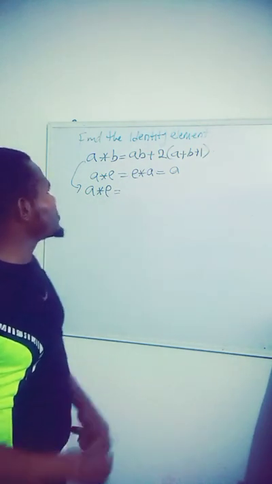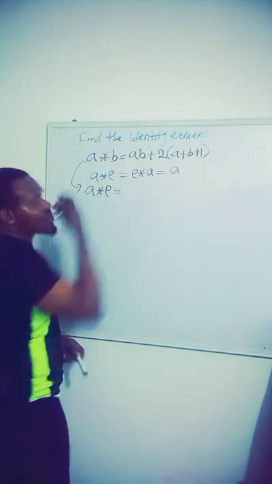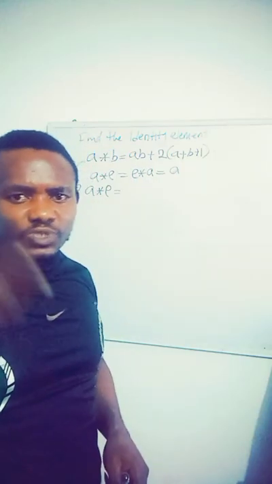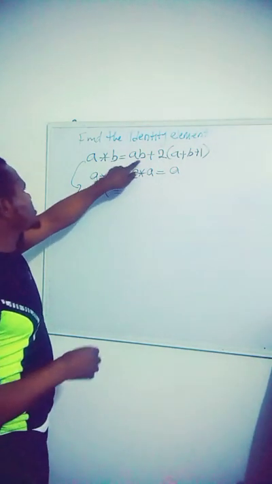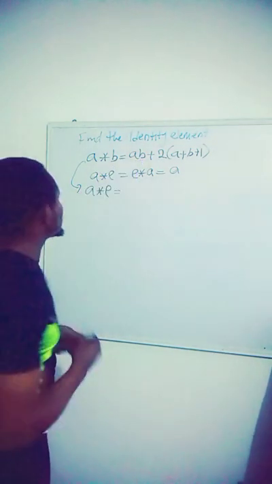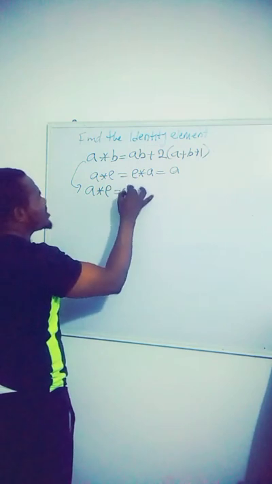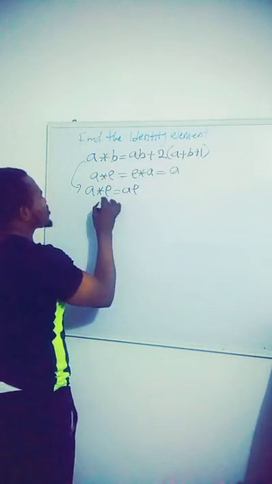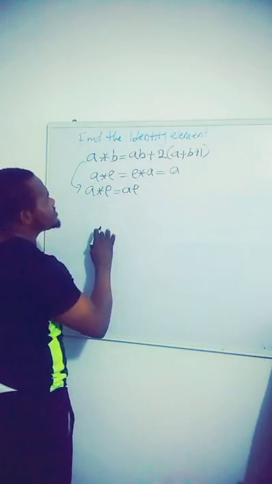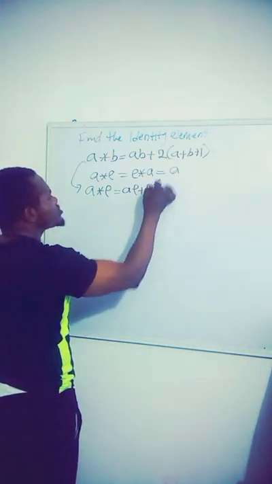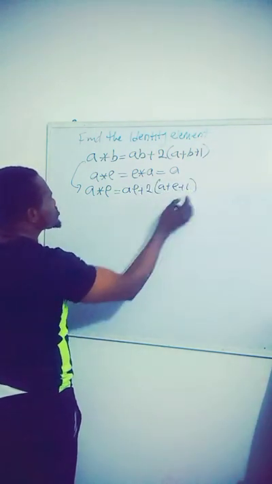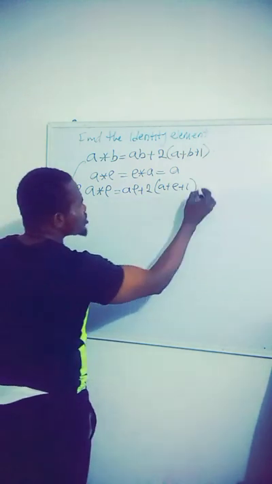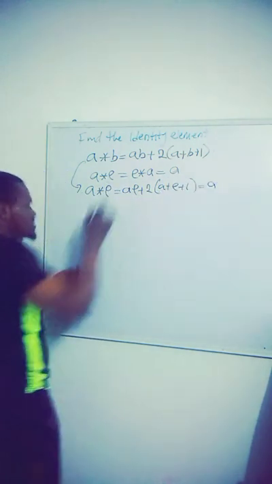So if that is the case, wherever I see B, I'm going to be including E, which is my identity. Whenever I see B, I'm going to remove it and replace it with E. So from here now, we have AE instead of AB, because my identity is replacing B. Then plus 2 into A plus E, plus 1. This result should be equal to A from the definition.